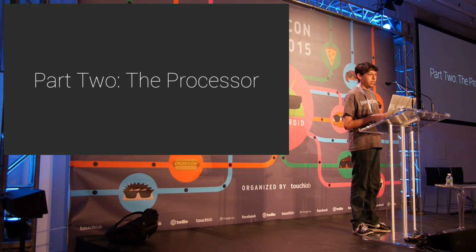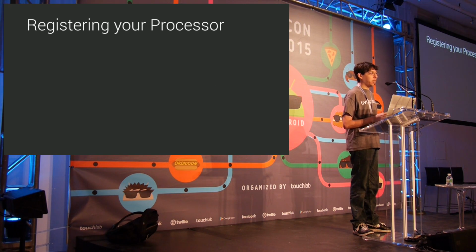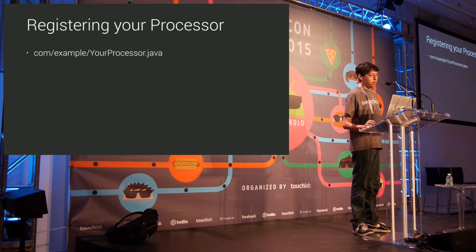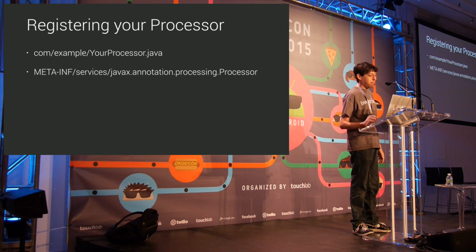The only interesting thing about it that you need to know to get started is you need to register your processor with the compiler. You do this by creating a special file. Normally you have your source files in src, then some package name, src/main/java. Then there's a META-INF/services directory, and you create a file called javax.annotation.processing.Processor. Inside that, it's just a plain file, and you just put the class name of your annotation processor.